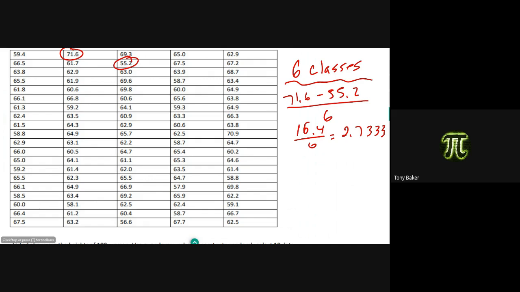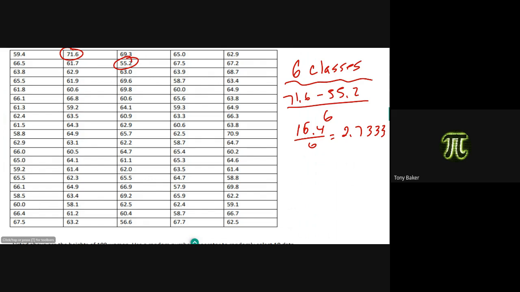Let's say you screwed up. Let's say we didn't see the 55 and the smallest one I found was 58. If I had done 71.6 minus 58 instead and then divided that by 6, we'd end up with 2.2. Remember, we always want to go up, so we're still going to do 3. In that respect, it wouldn't have made that big of a difference.